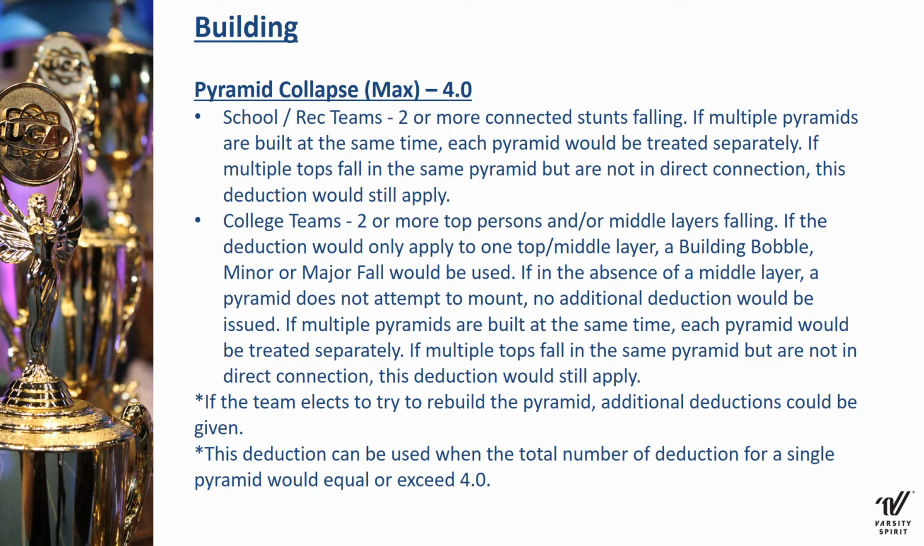If the deduction would only apply to one top or middle layer, a building bobble, minor, or major fall would be used. If in the absence of a middle layer, a pyramid does not attempt to mount, no additional deductions would be issued. If multiple pyramids are built at the same time, each pyramid would be treated separately. If multiple tops fall in the same pyramid but are not in direct connection, this deduction would still apply. If the team elects to try to rebuild the pyramid, additional deductions could be given. This deduction can be used when the total number of deductions for a single pyramid would equal or exceed 4.0.